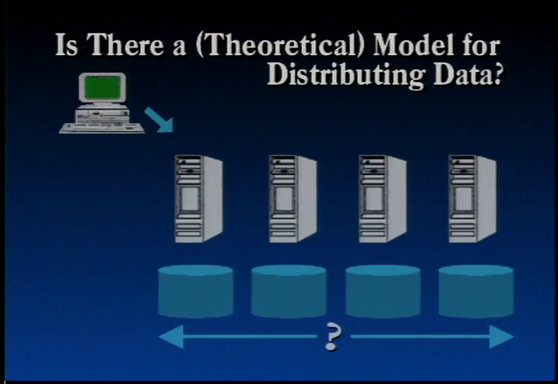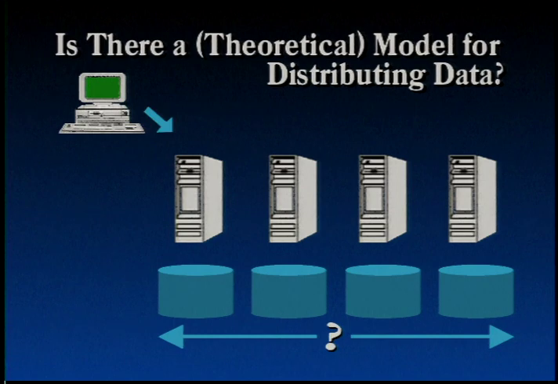Here's the question that I often get asked. I visit a customer, and they've developed a sophisticated data model, a sophisticated entity relationship diagram, and they want me to tell them how can they convert that entity relationship diagram, which basically describes a centralized database, into a different entity relationship diagram that describes a distributed database, a distributed entity relationship diagram. What are the rules? What is the theoretical model? What is the methodology for converting that entity relationship diagram into a distributed entity relationship diagram?